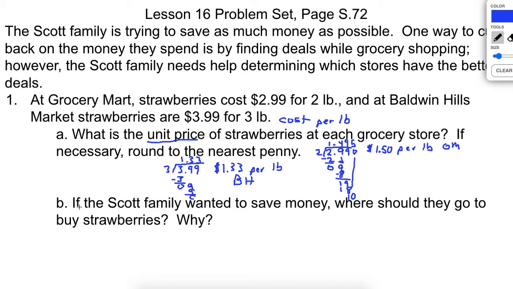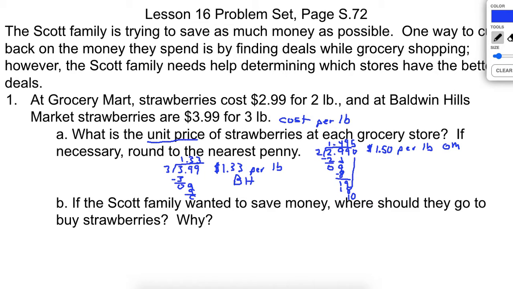Okay, if the Scott family wanted to save money, where should they go shopping? So they should go shopping at Baldwin Hills. So that's what we'd answer. And why, you would explain, because it's cheaper. They get $1.33 per pound versus $1.50 per pound. So you want to find the one that is the cheapest. So that's the way you would answer those, is trying to find the one that is the cheapest. And it's the cheapest per pound. And that's the unit price, is our cost per pound.